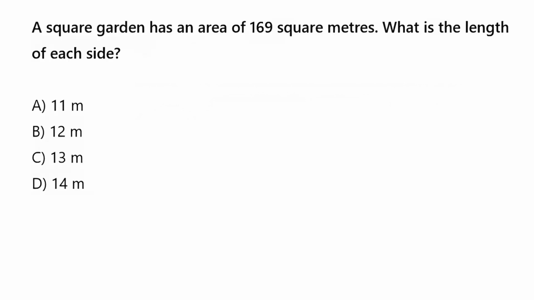Here's a more challenging problem. A square garden has an area of 169 square meters. What is the length of each side? Remember, the area of a square is found by multiplying the side length by itself. Which number multiplied by itself gives 169? The answer is 13. 13 times 13 equals 169. So, each side of the garden is 13 meters long.